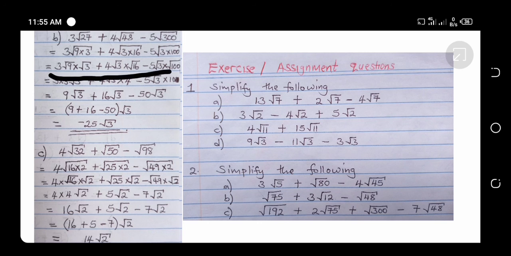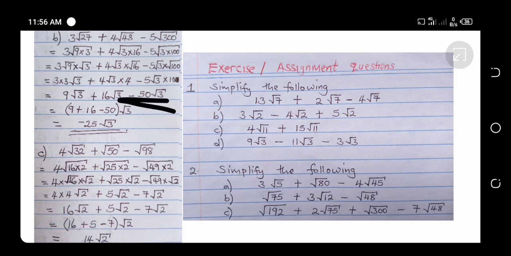So when we simplify further, here it will be 3 root 9 times root 3. The second will be 4 root of 3 times root of 16. And the third will be negative 5 root 3 times root of 100. We go ahead and simplify. Here it will be 3 times 3, since root of 9 is 3, and then times root of 3. Then here it will be 4 root of 3 times 4, and you can see this 4 is from root of 16. Then here we have 5 root of 3 times 10, also 10 is coming from root of 100. So here we get 9 root 3 plus 16 root of 3 minus 50 root of 3.